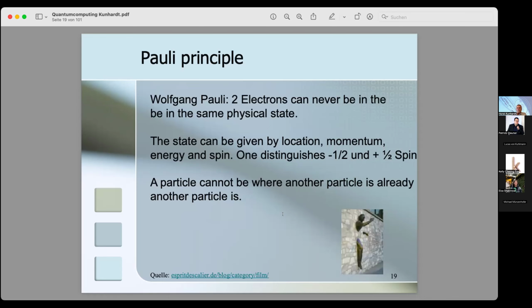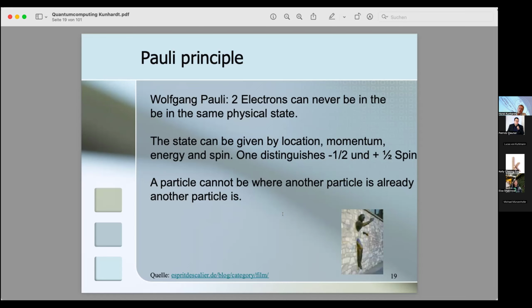So Wolfgang Pauli, a German scientist, also found out that two electrons can never be in the same physical state or on the same energy levels in these atomic surroundings. And the state can be given by the location or by the momentum or energy or spin. So we have a lot of possibilities to measure in the microscopic world, but we have to decide what to measure. So a particle cannot be where another particle is already, and that's the explanation.